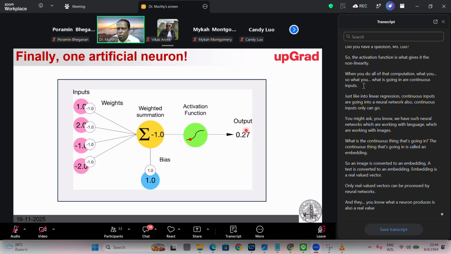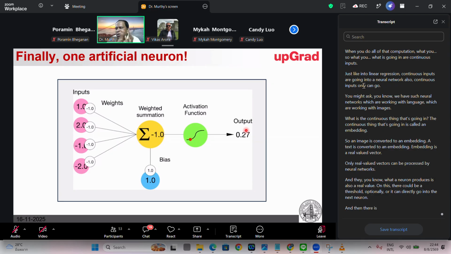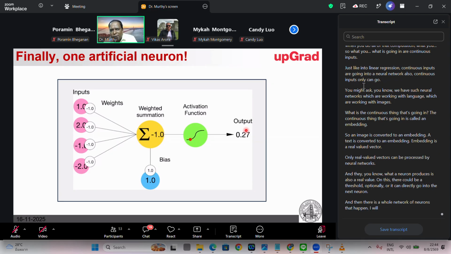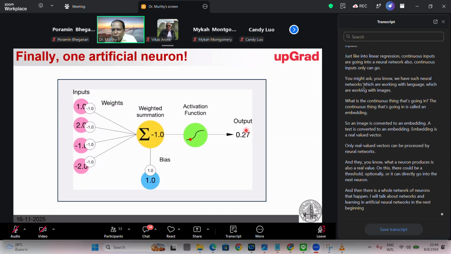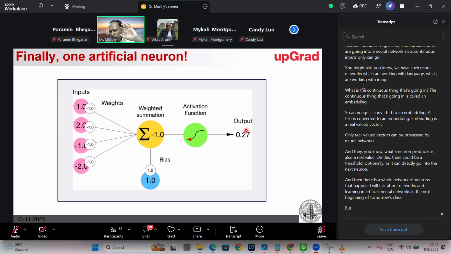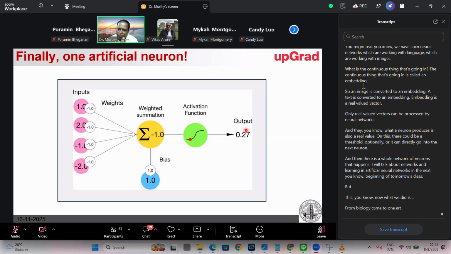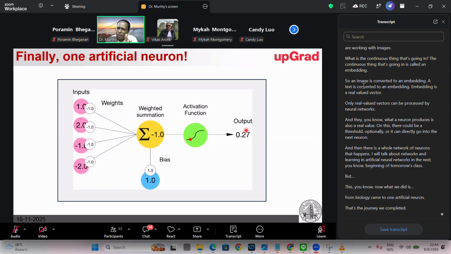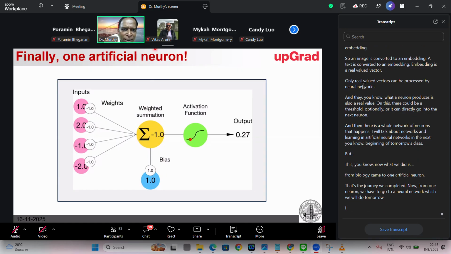On this, there could be a threshold optionally, or it can directly go into the next neuron. And then there is a whole network of neurons that happens. I will talk about networks and learning in artificial neural networks at the beginning of tomorrow's class. But what we did now is, from biology came to one artificial neuron. That's the journey we completed. Now from one neuron, we have to go to a neural network, which we will do tomorrow. I'll pause here. I'll be happy to answer any questions.